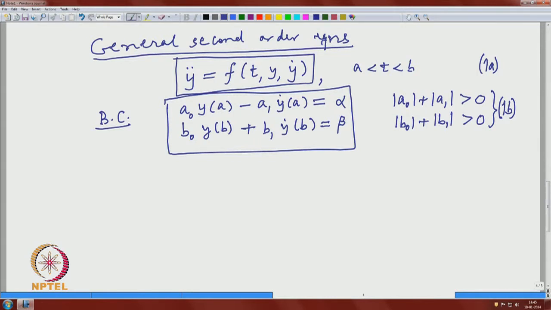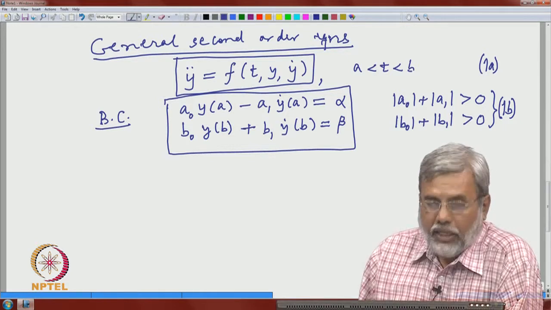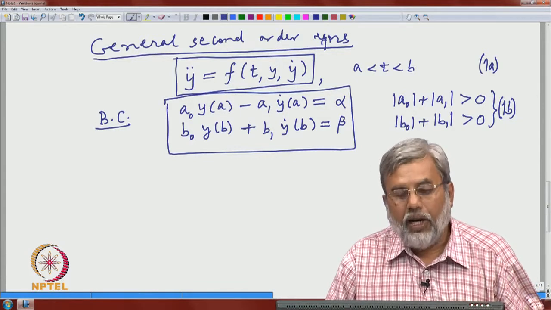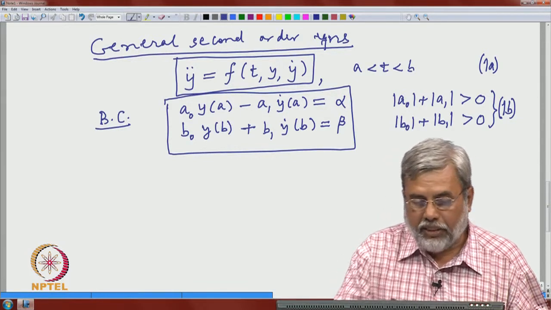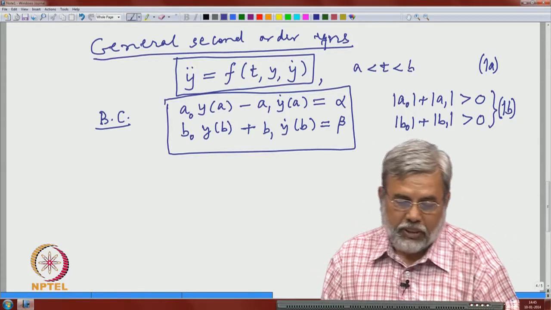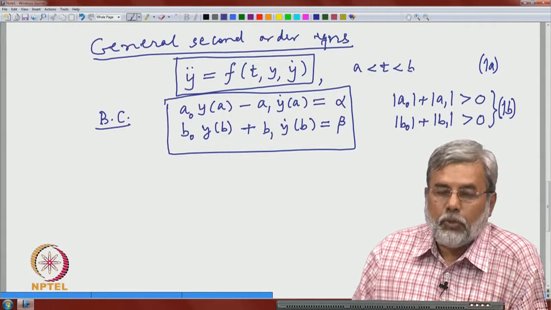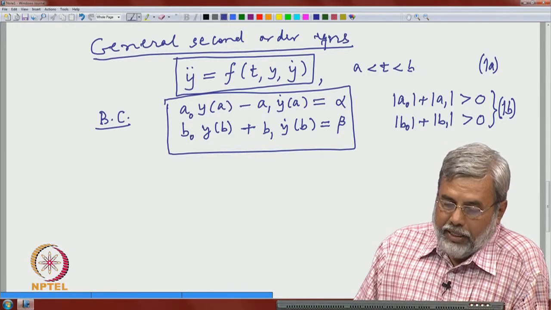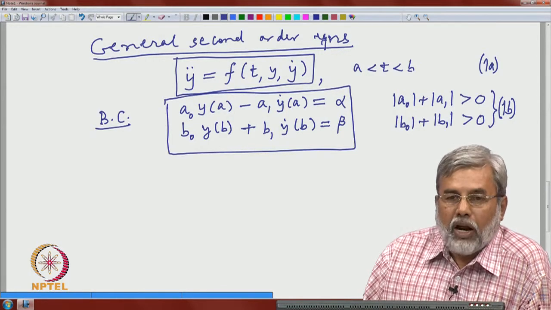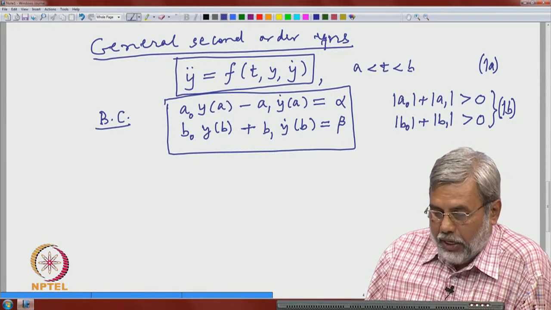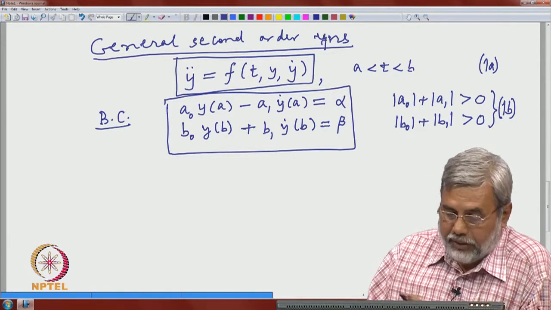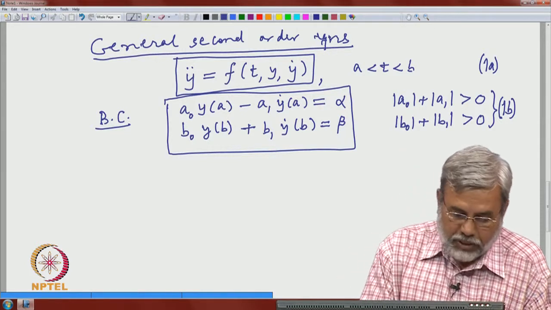See, unlike in the linear case, we do not even know how to start, because here there is no concept of the homogeneous equation, because everything is clubbed here. So, I cannot separate the homogeneous part and the inhomogeneous part, and how to start. Okay. So, we are already facing a problem even to start. A formal approach is the following.